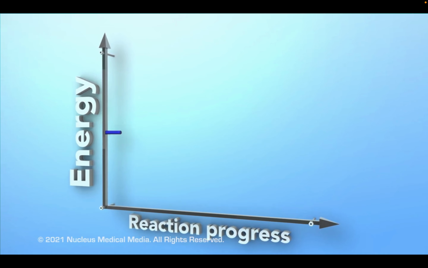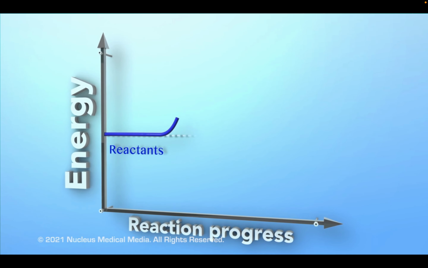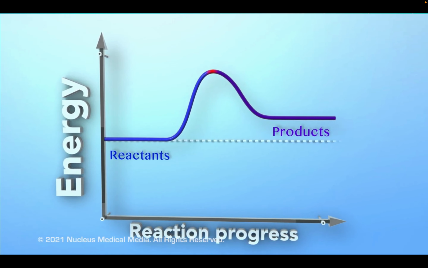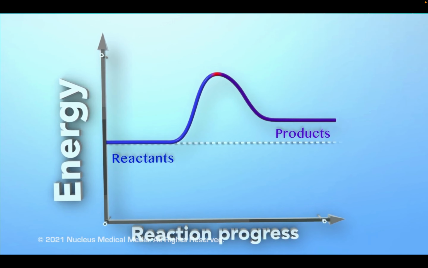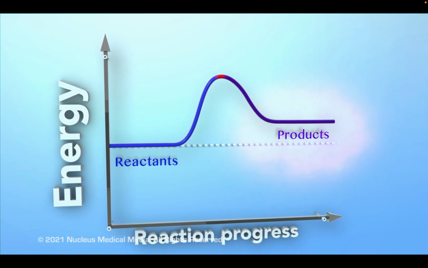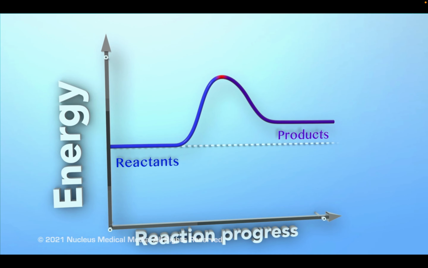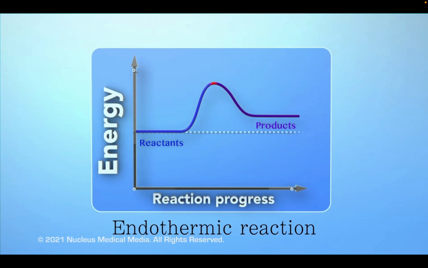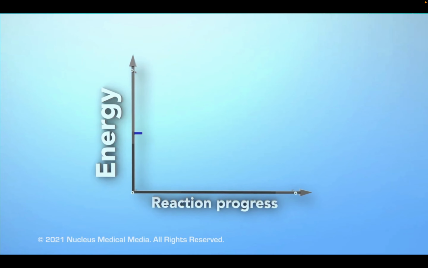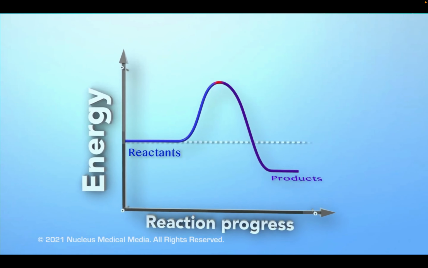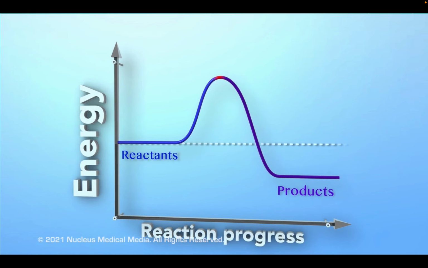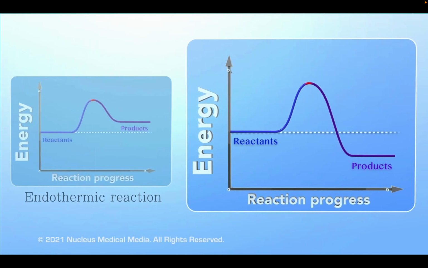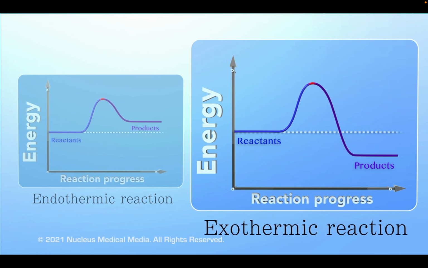At the start of a reaction, the reactants will have some amount of energy. If the products end up with more energy than the reactants had at the beginning, then this means the reaction absorbed energy from the environment. This is called an endothermic reaction. However, if the products end up with less energy than the reactants, then this means the reaction released energy. This is called an exothermic reaction.